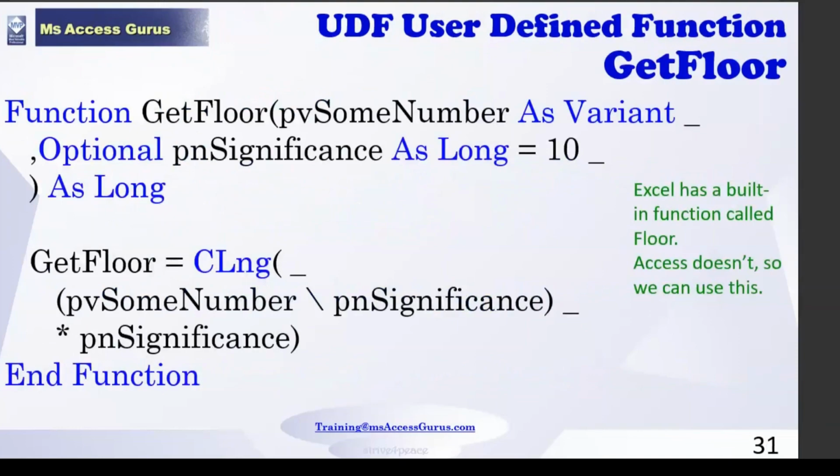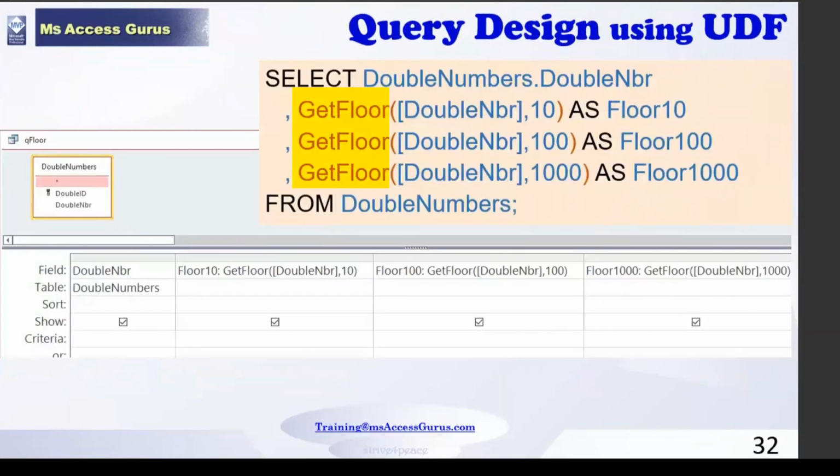Here's a user-defined function. Excel has this nice function which I like. It's called floor. Access doesn't have that. So I just made a function called GetFloor, and I'll show you. I put it in a query. Here's the SQL for a query. I'm going to get the floor based on 10, based on 100, and based on 1,000.